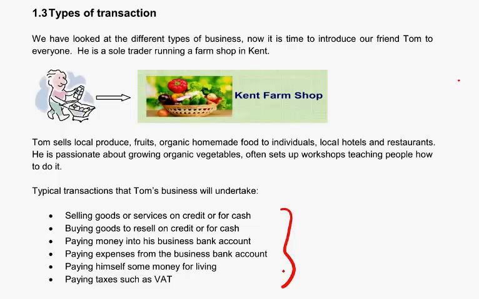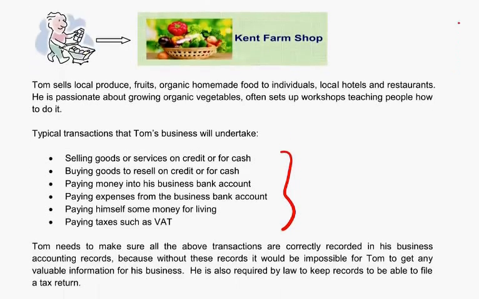And then that money is going to be paid into the business bank account. They're going to have payments going out of the business bank account. He's going to obviously need to earn some money for himself, so he's going to have to pay himself some money. We will call that drawings. When a sole trader takes their own money, they pay drawings, which comes out of the business, and there will be taxes to pay, such as VAT.